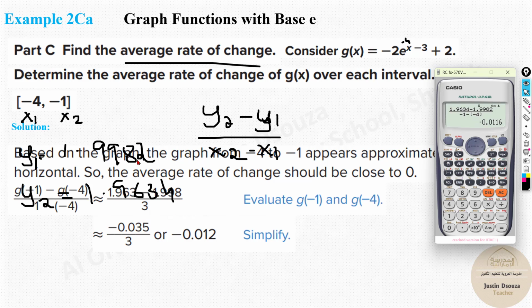Did I write it all right? Let me just quickly check. Okay, this is absolutely right. I just got confused.